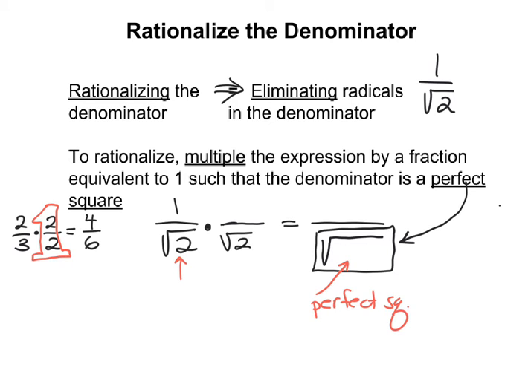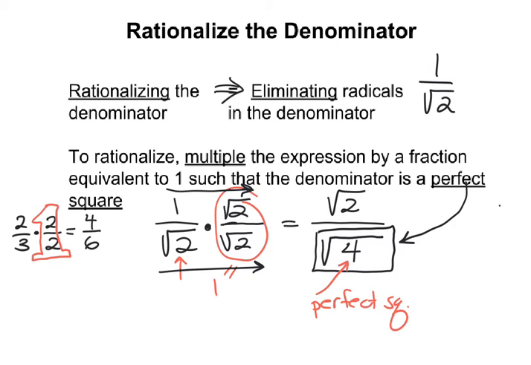If we multiply this by the square root of 2 over the square root of 2, this right here is equal to 1. Anything divided by itself is equal to 1. And if we remember our rules of multiplying fractions, we can multiply straight across. So 1 times the square root of 2 is the square root of 2. And the square root of 2 times the square root of 2 becomes the square root of 4, because we can multiply things inside radicals together. Now 4 is a perfect square.